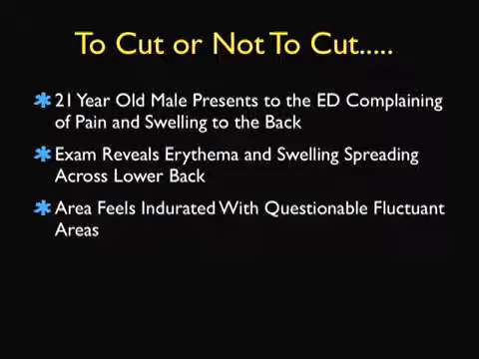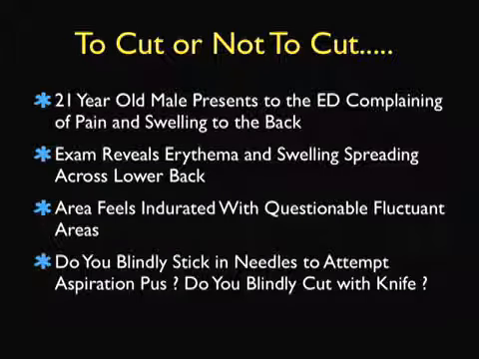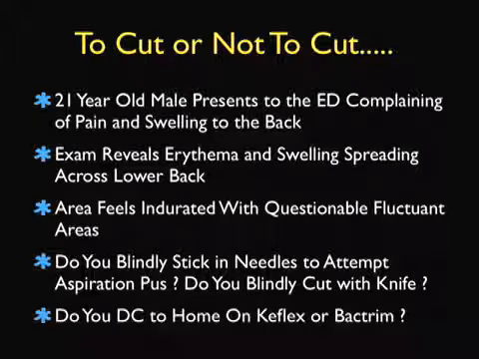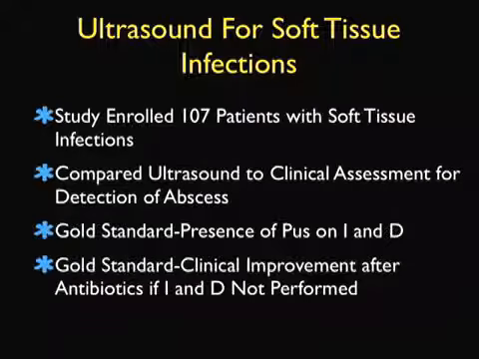of fluctuance. So the clinical question here is, do you blindly stick in needles to attempt aspiration of the pus, as this could be an abscess versus cellulitis, or do you blindly cut the area with a knife looking for liberation of pus? Or do you take the default position and discharge to home on Keflex and Bactrim, hoping that the whole infection resolves? There's now a growing body of literature showing that ultrasound can be very helpful in detection of soft tissue infections in terms of determining if an abscess is present versus cellulitis.